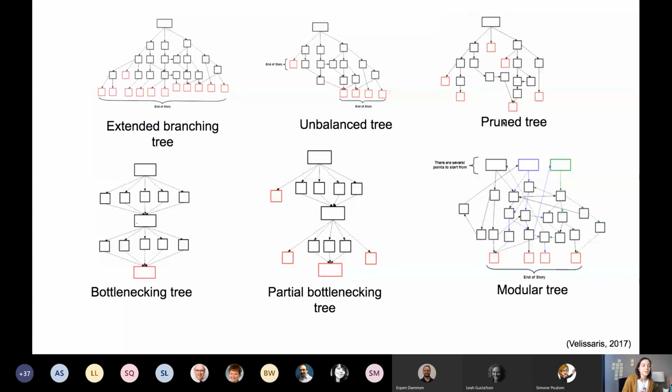You might want to give pseudo autonomy. You can see here with the partial bottlenecking tree, there is this loop back right here. So you might decide to quit and give up. Oh, you can't quit and give up because X, Y, Z. Back to the choices here.